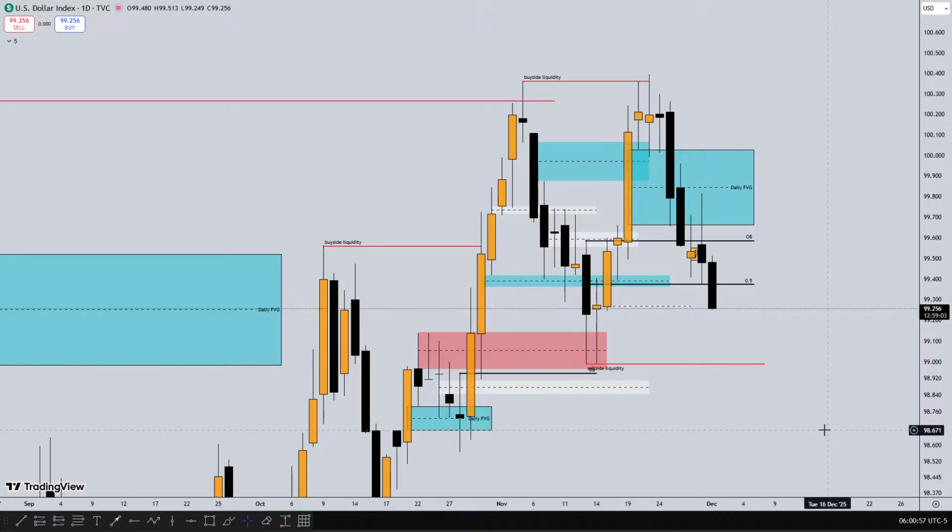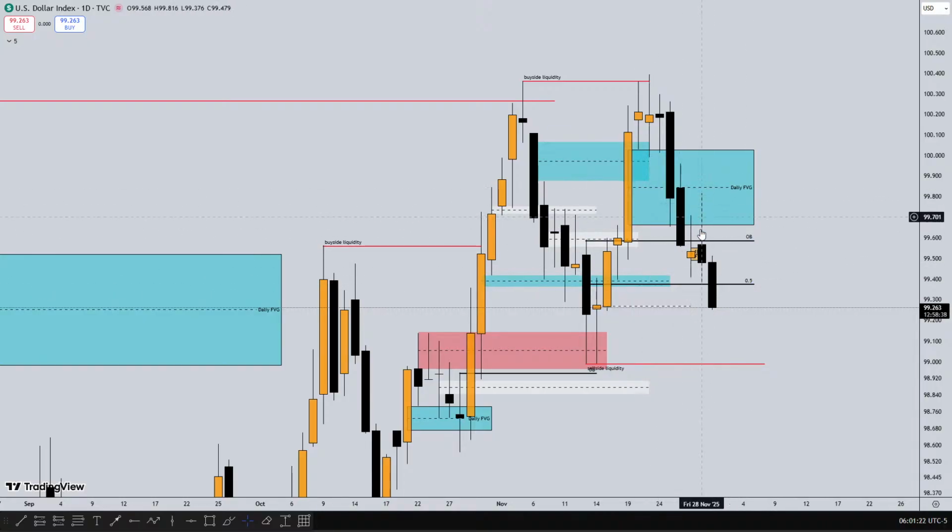So last week's top-down analysis, I talked about the daily fair value gap. For those that have been going through the top-down analysis, I talked about this daily fair value gap, I talked about this order block, and I talked about how I will be trading, how price will be respecting the order block or respecting the daily fair value gap.